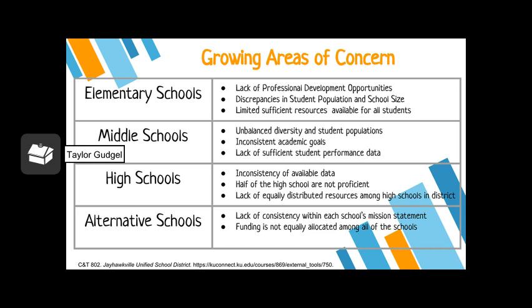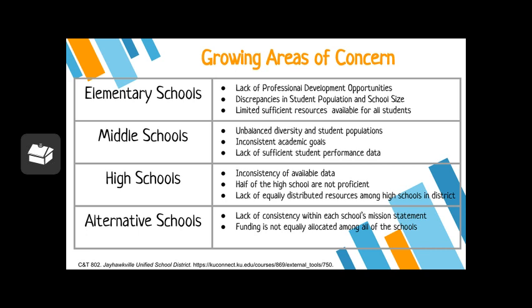There are also growing areas of concern within the district. Within the elementary schools, there is a lack of professional development opportunities, discrepancies in student population and school size, and limited sufficient resources available for all students. In the middle schools, there is an unbalanced diversity in student populations. There are also inconsistent academic goals, as well as a lack of sufficient student performance data.